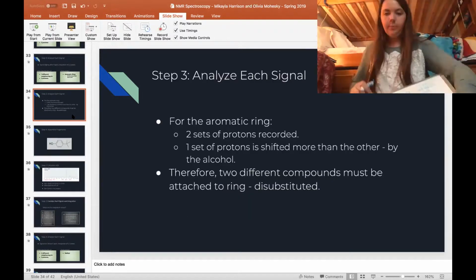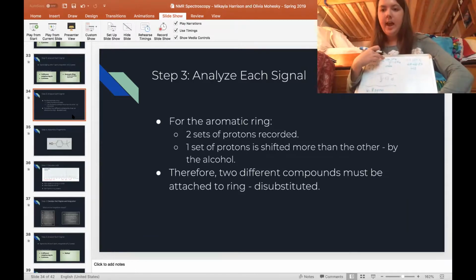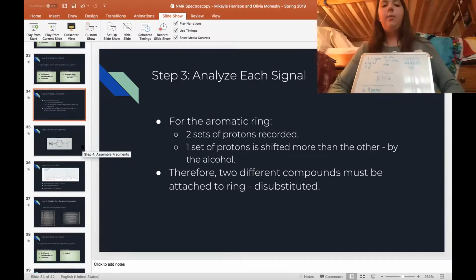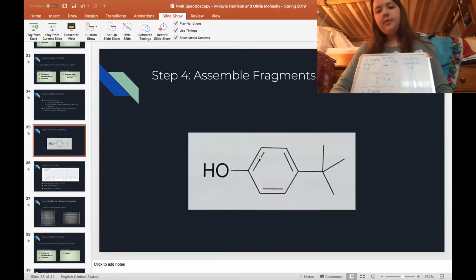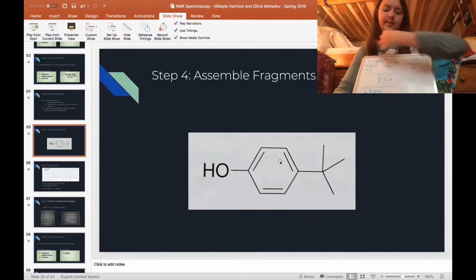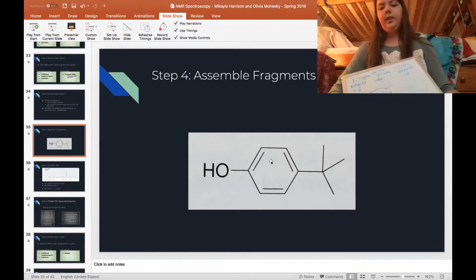And then we only have 2 other groups: the tert-butyl group with the 9 hydrogens, and then the alcohol group. So if it's di-substituted, the only important thing we have to figure out is where the groups are positioned on the ring. Since these hydrogens have to be equivalent and these ones are equivalent, we know that both groups are going to be placed across from each other. Because if we did it in a different way, these hydrogens wouldn't be equivalent and these ones wouldn't be equivalent.